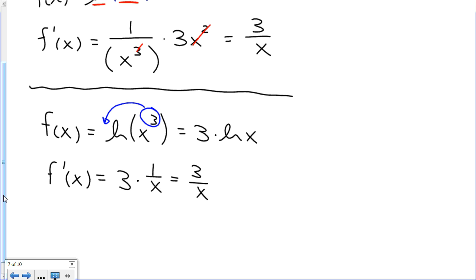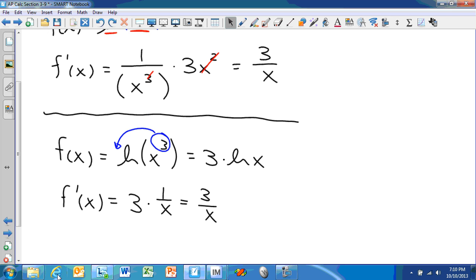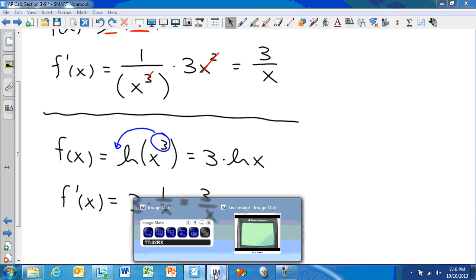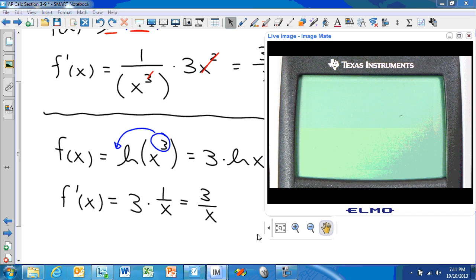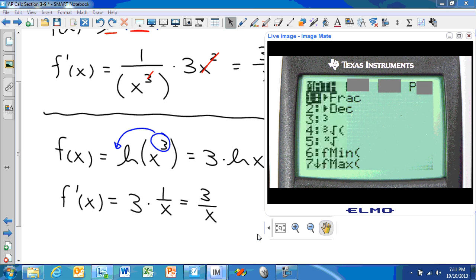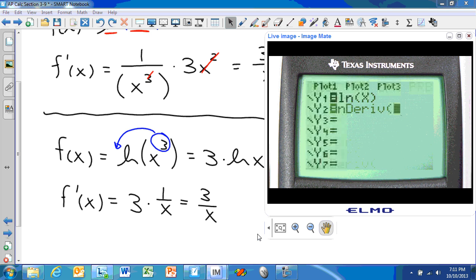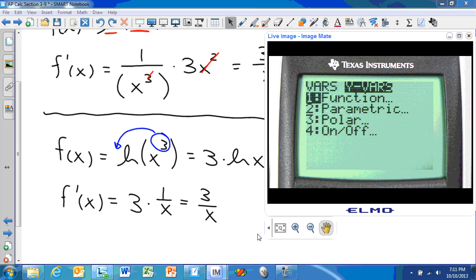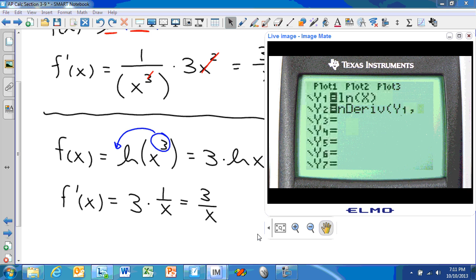Okay, let me demonstrate. I didn't do this with example 1. Let me just demonstrate on your calculator how we can graphically show that this is the correct derivative. If you go to your y equals menu, we'll put in the natural log function in y1. And in y2, let's put in the nDeriv function. We'll tell it to take the numerical derivative of y1. Your variable is x, and my value is x. Oops, I'm sorry, our function was x cubed here, natural log of x cubed.